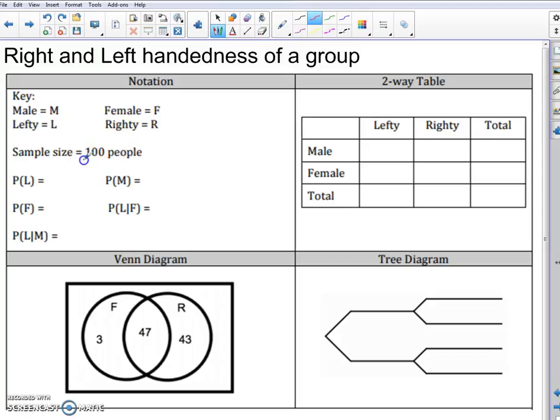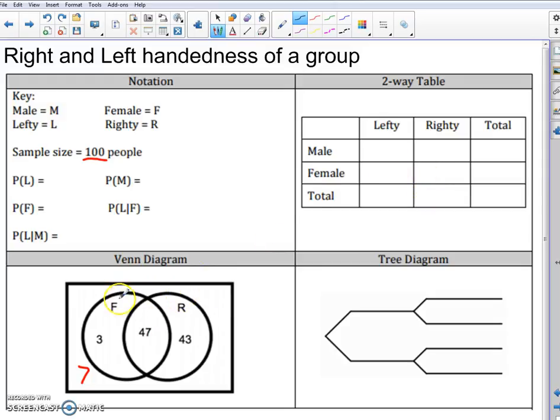It tells you that the sample size is 100 people, so it labels that there. So I know that these three numbers plus whatever number is left here should represent all 100 people that were in this sample size. So if you start with 100, subtract 3, subtract 47, and subtract 43, we're left with 7 people. So now I have all my information in the Venn. And I'm going to use that to fill out the two-way table.